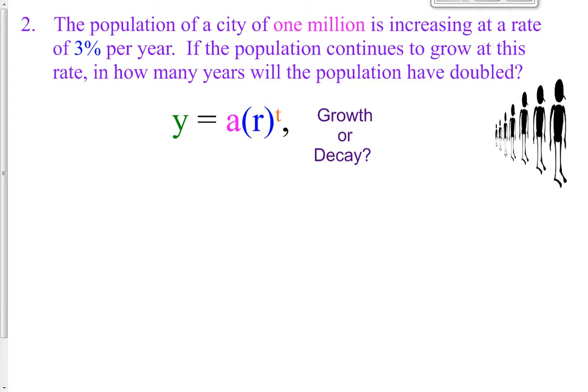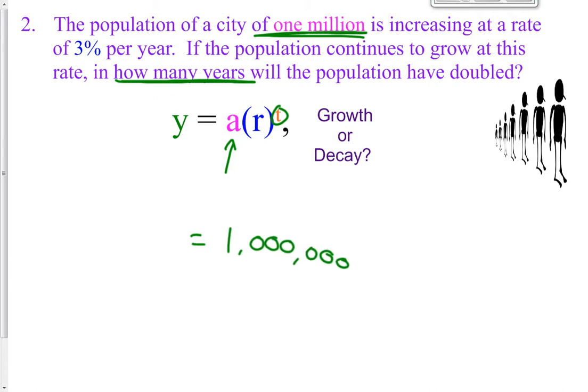So what we want to find here is in how many years. Our variable in this case is going to be time t. So if it started at 1 million, there's our initial amount. That goes in for the letter A. So 1 million multiplied by the rate, and the rate in this case is a 3% increase. It's growing from 1 million and then it's doubling. So this is going to be showing exponential growth. Our rate is going to be bigger than 1.